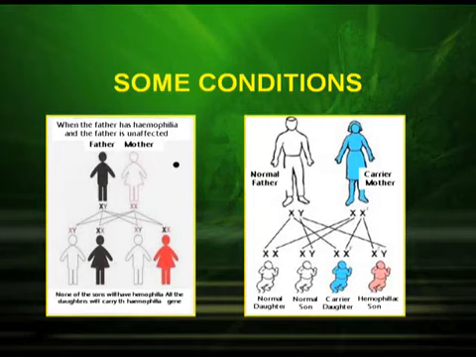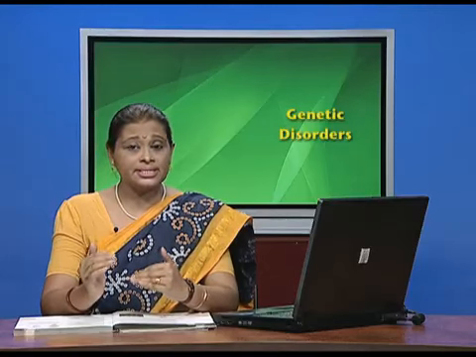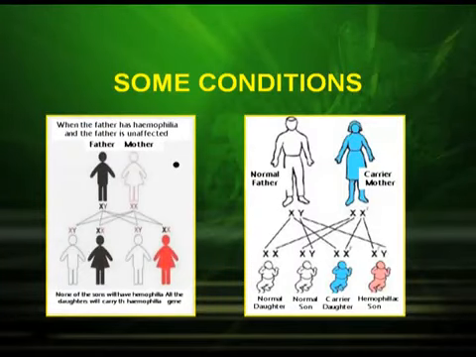Now let us study some conditions. If a normal father is crossed with a carrier mother, let us see what the result would be. The result is a normal daughter, a normal son, a carrier daughter, and a hemophilic son. That means if the mother is a carrier, that is, in the heterozygous condition, she can produce a hemophilic son.